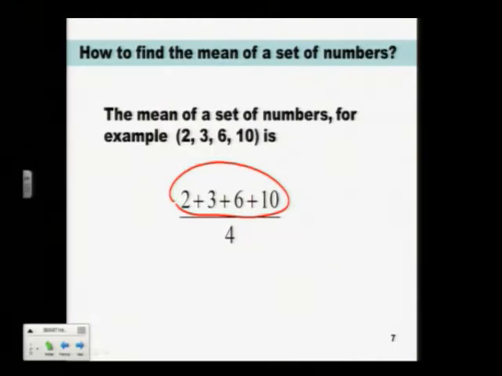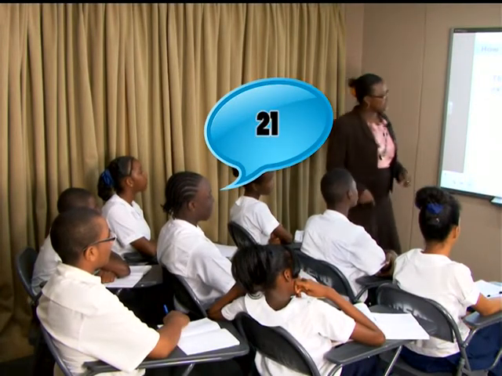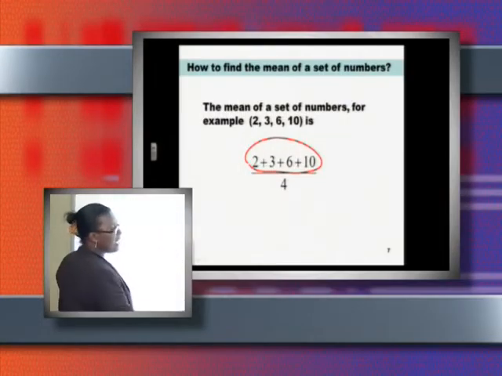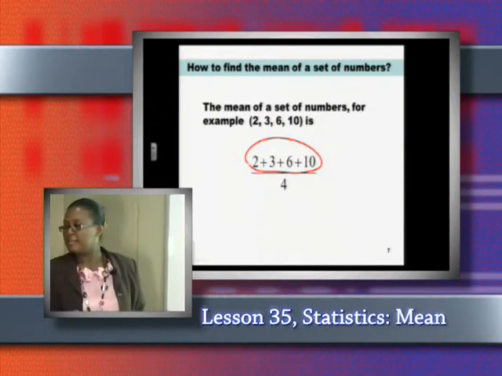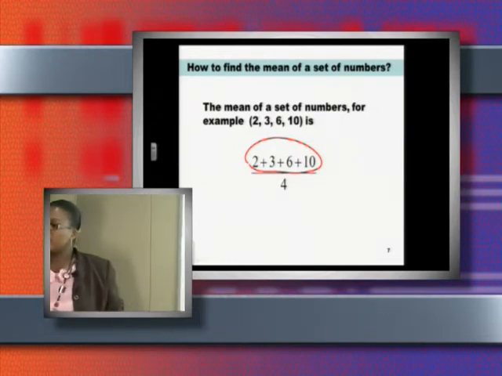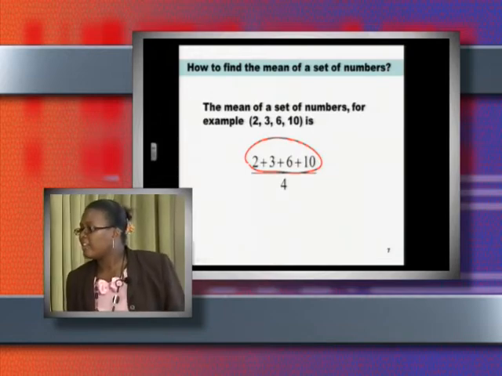So when we sum there, how much are we going to get? 21. So let's check it out. We have 10 and 9, 19, and 2, 21. And we divide 21 by 4. Anybody want to give it a shot what the mean is going to be? 5 1/4. As a mixed number, 5 1/4, and as a decimal it would be 5.25. Excellent. Brilliant. I know you're going to make it.